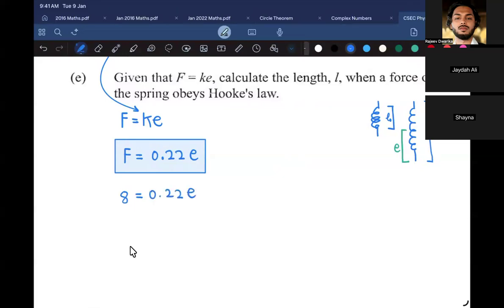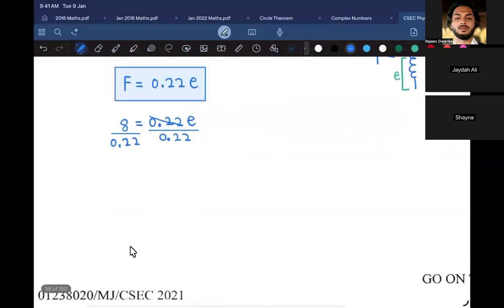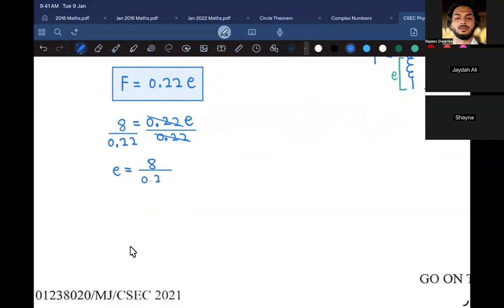So I want to find E. What would I have to do on both sides? Divide by 0.22. Correct. Jada, would you have been able to figure that out? I think so. There's nothing different from what you learned so far. If I want to find E, this 0.22 has to cancel off. So I will divide by 0.22 on both sides. The 0.22 and the 0.22 cancel off, leaving me with E. So E is equal to 8 over 0.22. What is 8 over 0.22?